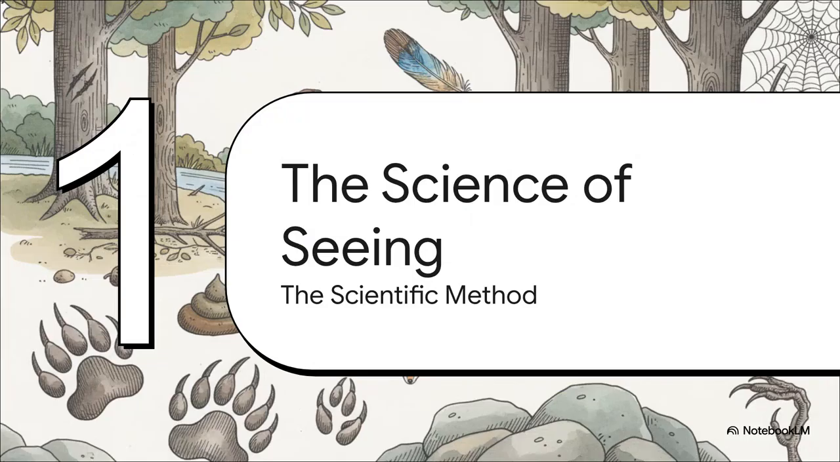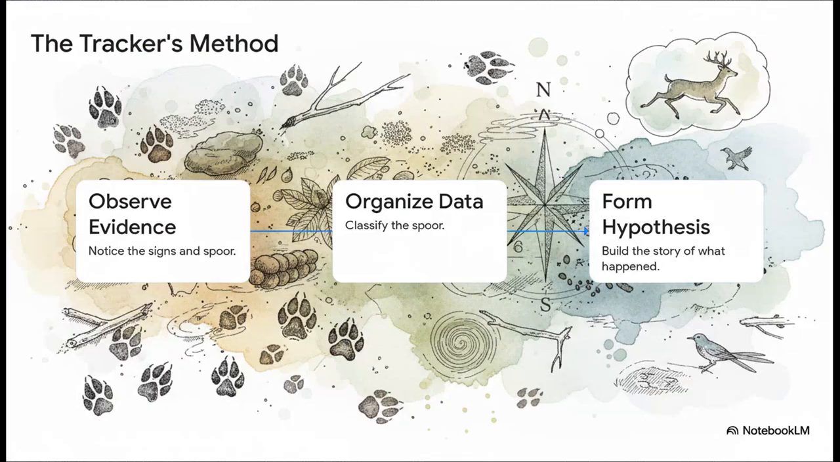So after looking at all these specific signs, let's zoom out and think about the bigger picture here. What we've actually been doing, classifying all these clues, isn't just some rustic skill. The book argues that it's actually the foundation of scientific thinking itself. Seriously, think about it like this. A tracker first observes the evidence, all that spoor we just talked about. Next, they organize that data by classifying what they see. And finally, they form a hypothesis. They build a story that explains what happened. The author points out that this process is the very core of what we call hypothetico-deductive reasoning, which is the same method that drives modern science.